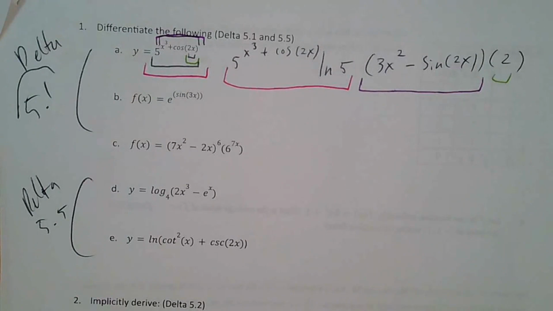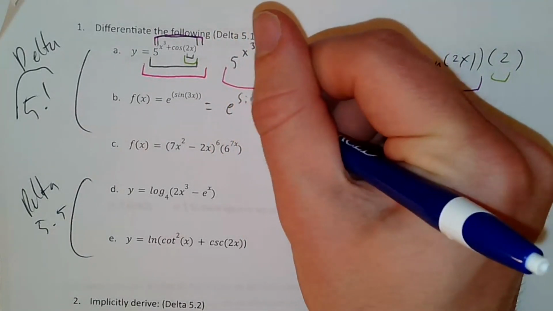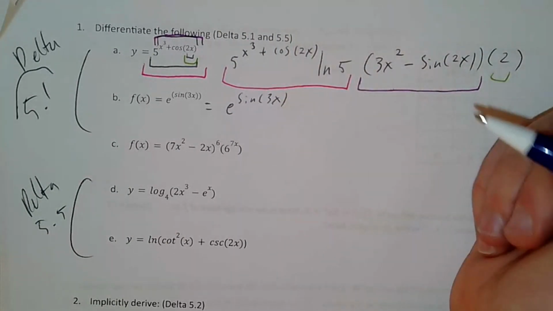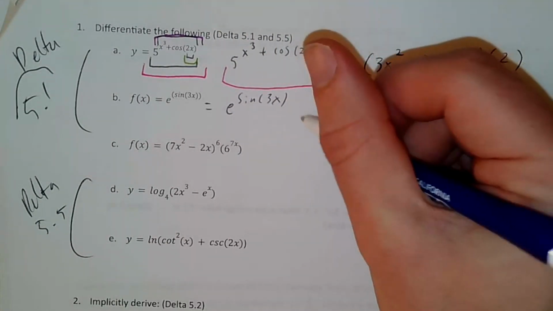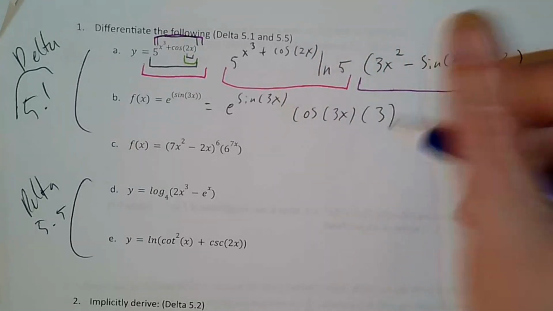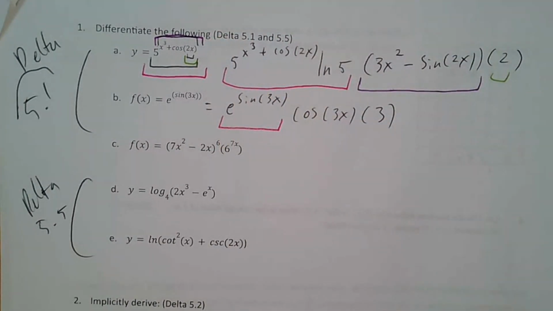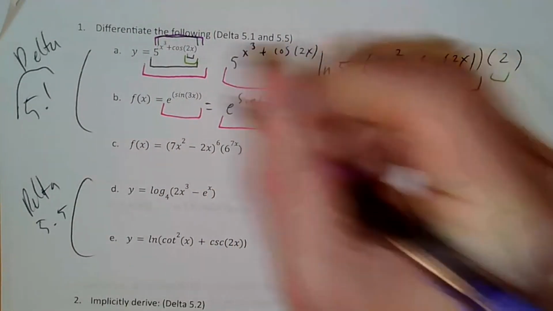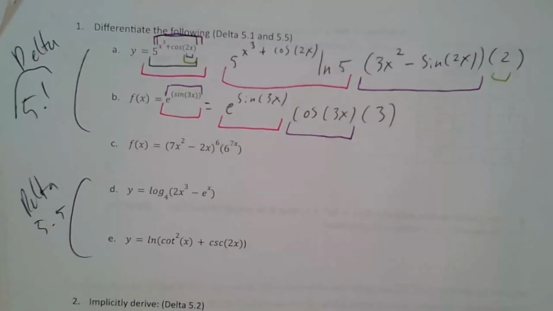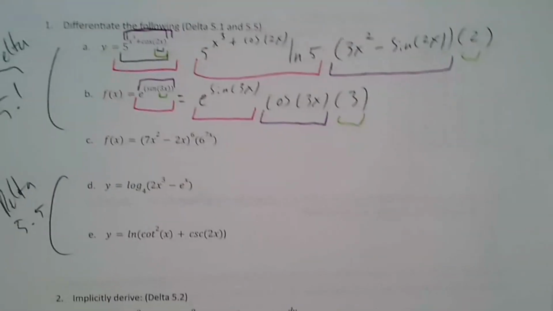e to the sine 3x is very similar. The derivative of e to the x is e to the x, so this is just e to the sine 3x. We don't have to do anything else there. Then the derivative of sine is cosine, so we'll do cosine 3x. Then the derivative of 3x is 3. So again, one more time: that is the outside, the derivative of e to the x is e to the x. Then sine is cosine, that's the middle. And last, the derivative of 3x is 3, the inside. Okay? Next one.